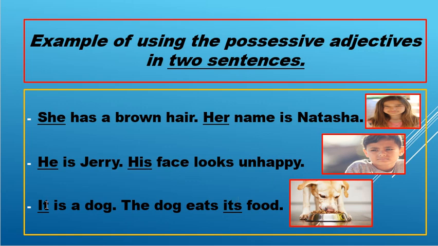Don't forget, for it, the possessive adjective will be its. We use it for animals, things, places, weather, sports, fruit, or food, so we can use that one.